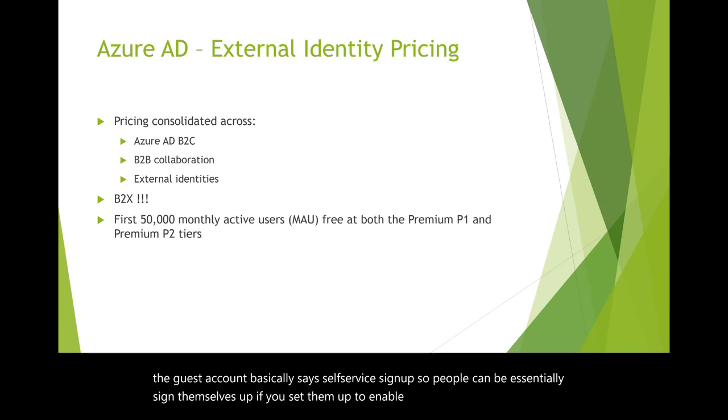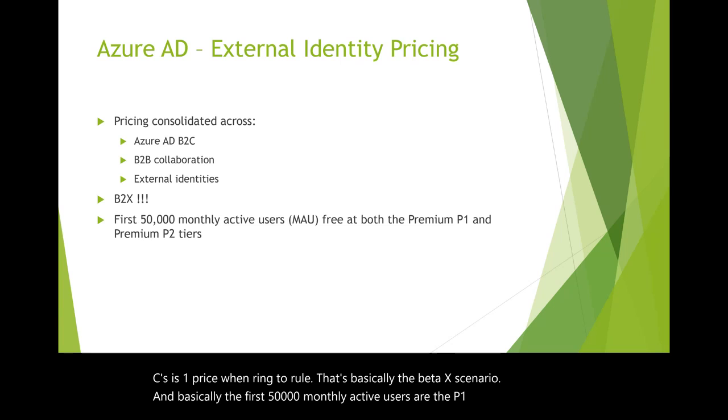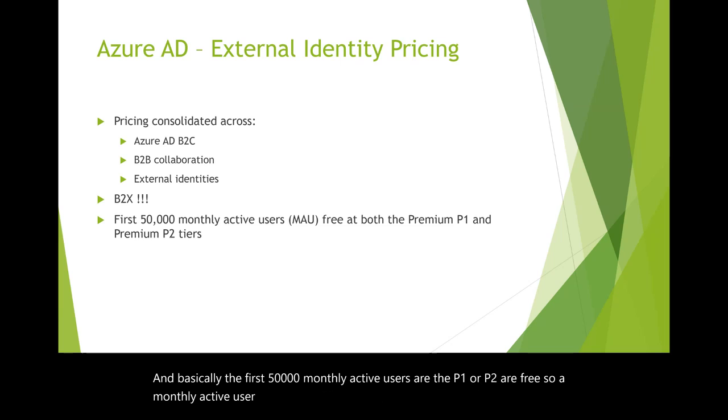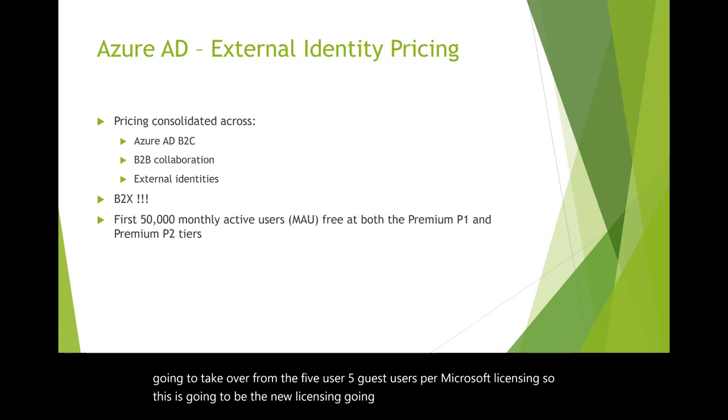What I've also done is consolidate all the pricing. We used to have different pricing everywhere. Now it's the same pricing for B2B, external identities, and B2C: one price, one ring to rule them all. That's basically the B2X scenario. The first 50,000 monthly active users, either P1 or P2, are free. A monthly active user is a discrete user logging in at least once a month. This is going to take over from the 5 guest users per Microsoft license. This is going to be the new licensing going forward, and it's now consistent across everything.